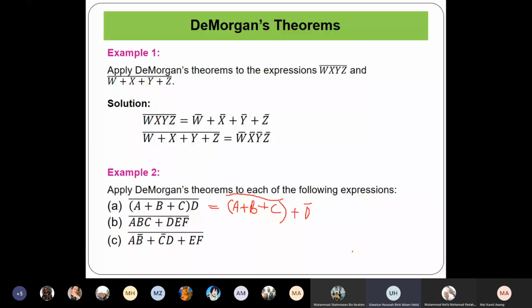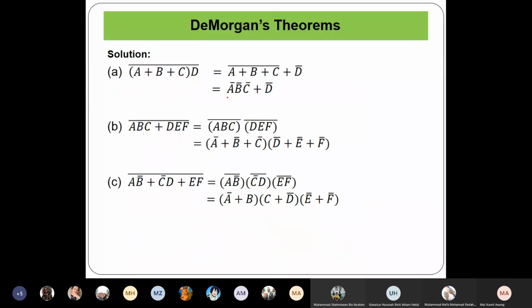Then after that, for this second part, A, B, C, you use the second theorem. So this one becomes A bar, B bar, C bar, plus D bar. Right? So the second one, you get this.